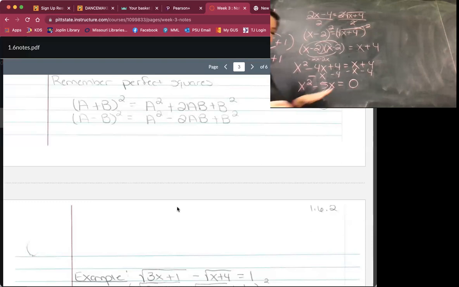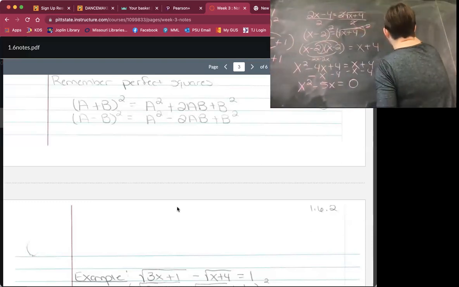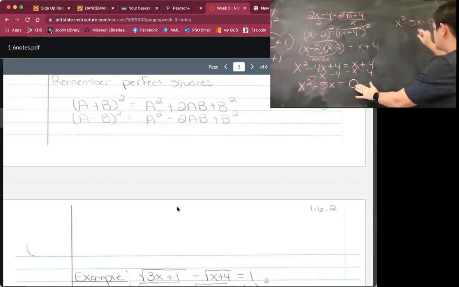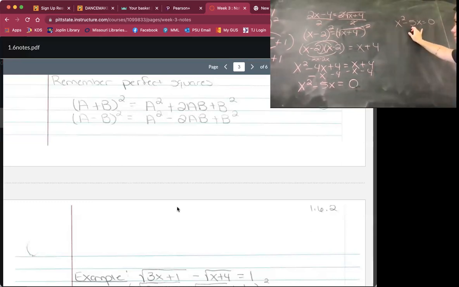I'm just going to rewrite this up here. I didn't do any math from this step to this step. I just copied it over. So now I have x squared minus 5x equals 0. I can't factor it in the traditional sense because I don't have my third term. So I'm just asking, what do they have in common? X squared and negative 5x both have an x in common. And that will leave me with x times x minus 5 equals 0.